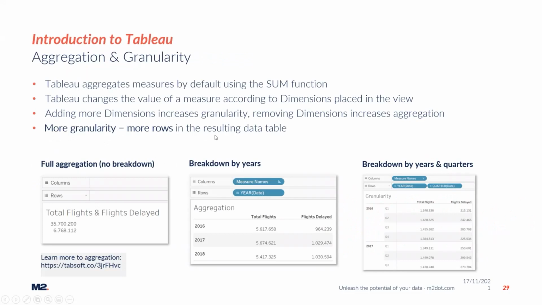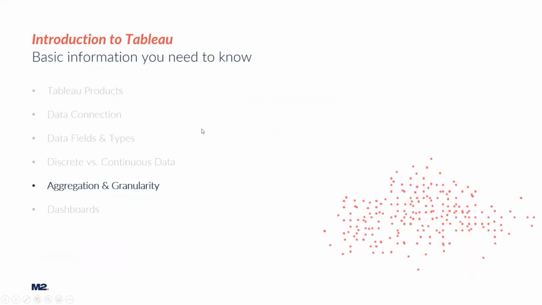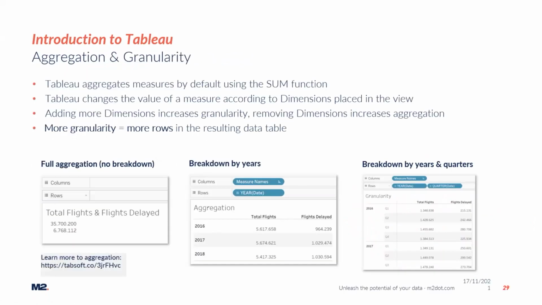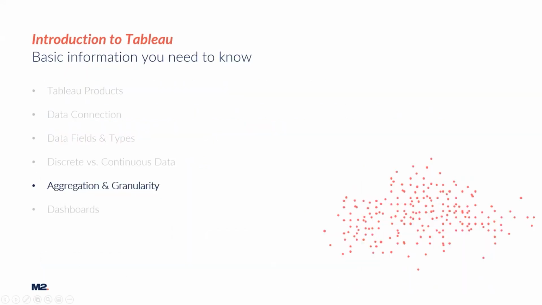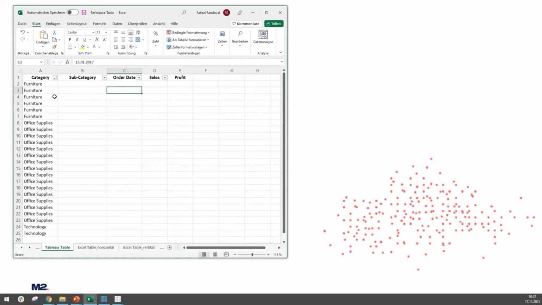Let's continue. So let's talk about aggregation and granularity. This is a concept you also need to understand when working with Tableau. Before looking at it, let's look at an Excel. You also have gotten this Excel file from us. In this Excel file, we have a table with categories of different types of products. So we have furniture, office supplies, and technology. So different categories of a product.